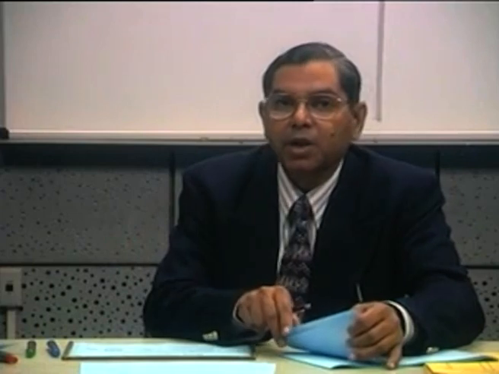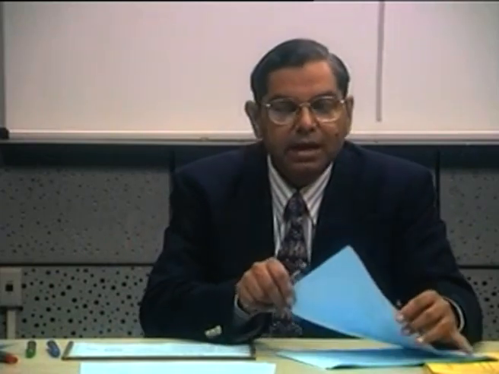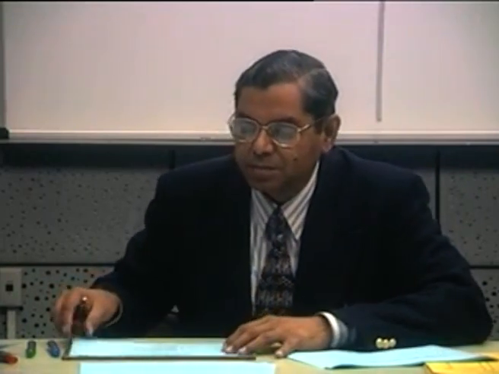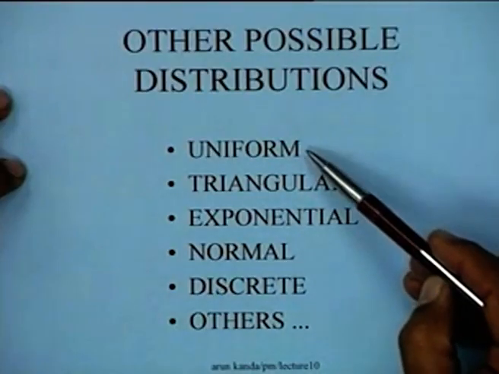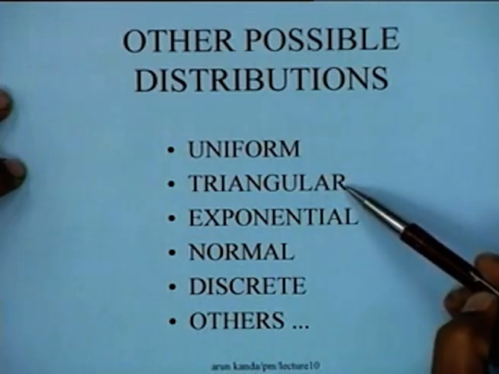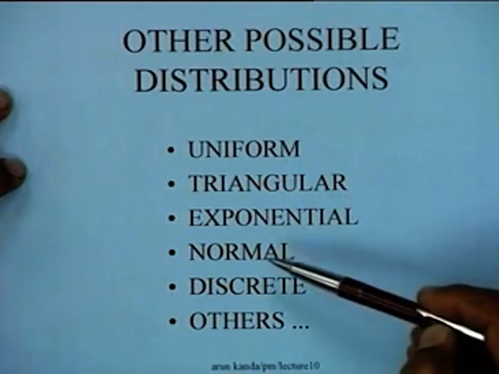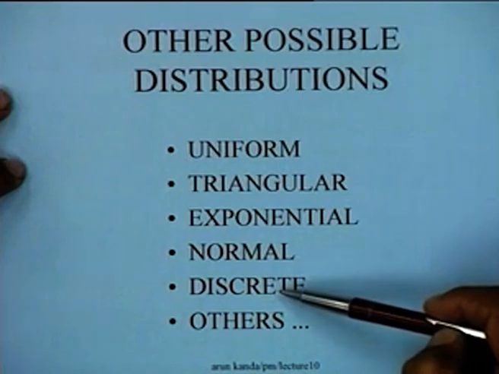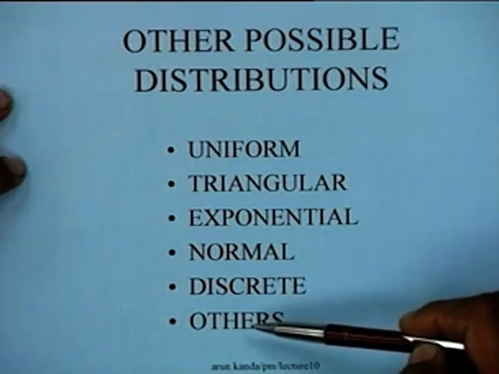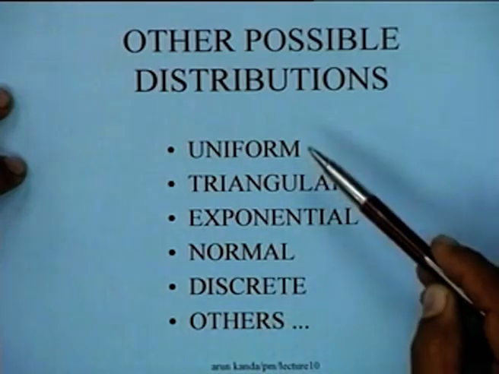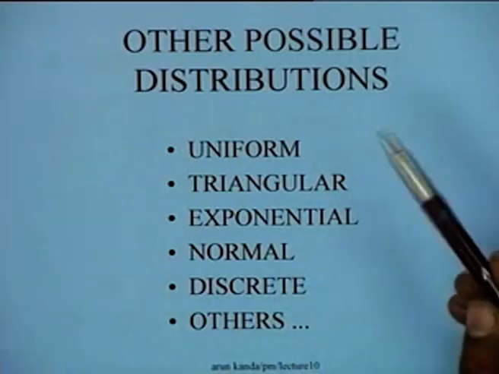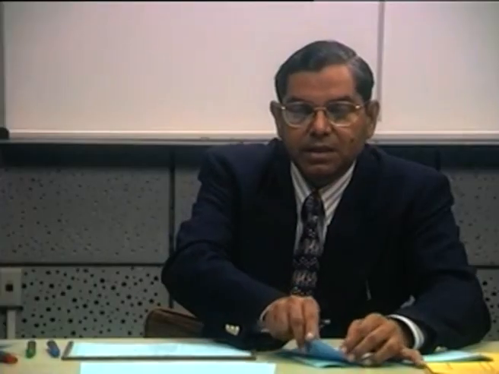However, I would like to point out here that there are other distributions, and in fact you could use any possible distribution for activity times. Here are some instances of other possible distributions for activity times. One could use a uniform distribution, or a triangular distribution, or an exponential distribution, or a normal distribution, or a discrete distribution, or from the many other distributions which are available you could select any distribution and use that as a distribution for the activity times. In fact, this can be done very easily.